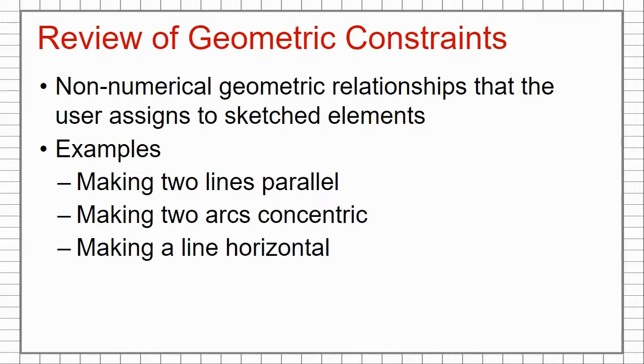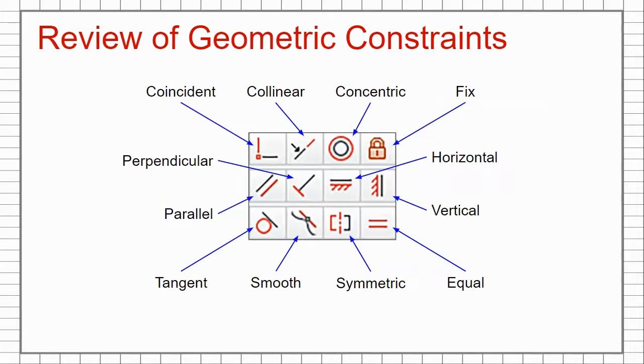Geometric constraints are non-numerical relationships that the user assigns to sketched elements. So, for example, every time you use a constraint to make two lines parallel to one another, that is a geometric constraint. You didn't have to type in any numbers. There's no numerical values to it, but you're just making those two lines behave in a certain way, making them parallel, or making two arcs concentric, or making a line horizontal. Each of those is an example of a geometric relationship, not a numerical one.